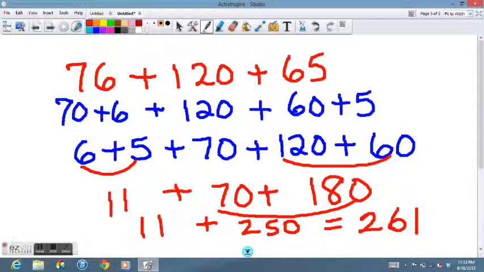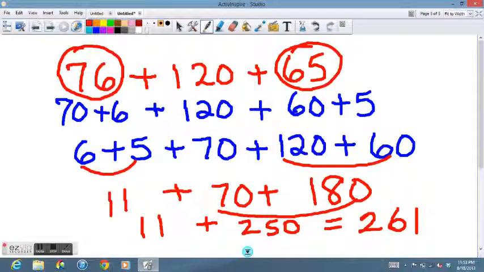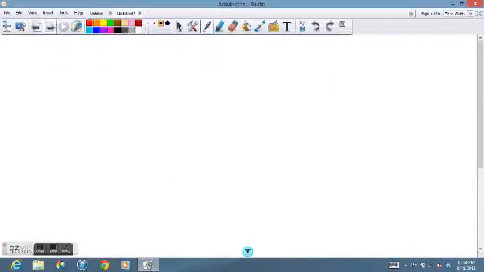Alright, so what I've done here is I've used a couple of properties. One is that I can rewrite my numbers. In other words, I can break them up into their parts. The 7 in 76 actually means 70, and the 6 means 6. Okay, and I broke down 65. The 6 actually means 60, and the 5 means 5. And then I reordered my numbers and added together the ones that I wanted to, and got my answer. Okay, so that's one way of doing it.